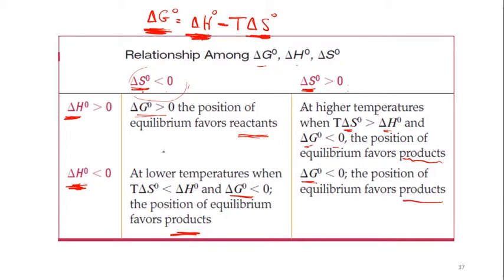As a summary, you can see that in three cases, the relation between the Gibbs free energy, the enthalpy, and the entropy would favor the product unless I have enthalpy larger than 0. This is the only case where, if I have enthalpy larger than 0, the equilibrium would be favored in the direction of the reactants.